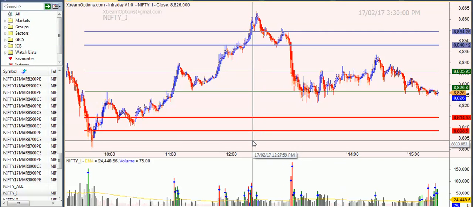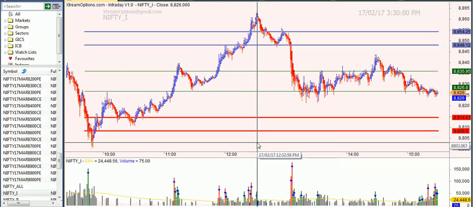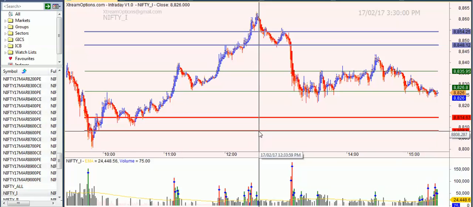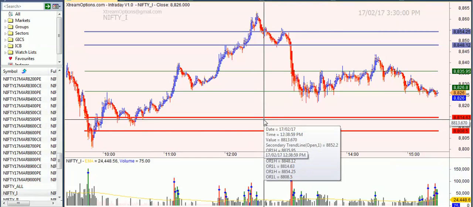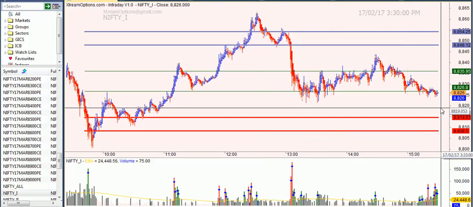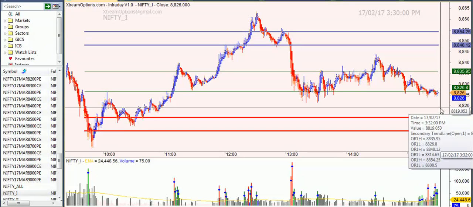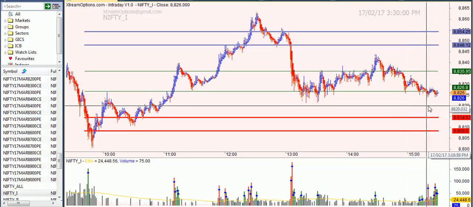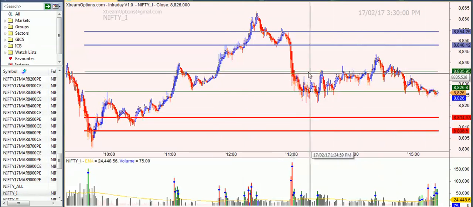Hi, I'm showing you how to trade intraday with the support, resistance, and neutral bands today. I'm recording this on the 17th, 18th of Feb, and the last trading day was the 17th of Feb. So this is the day.